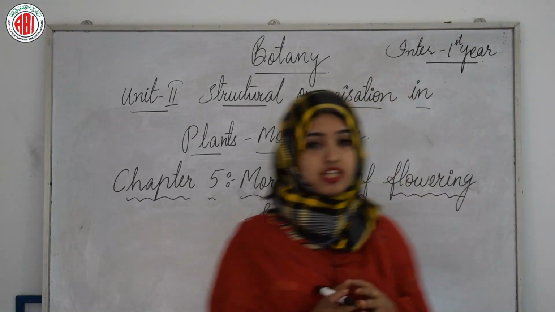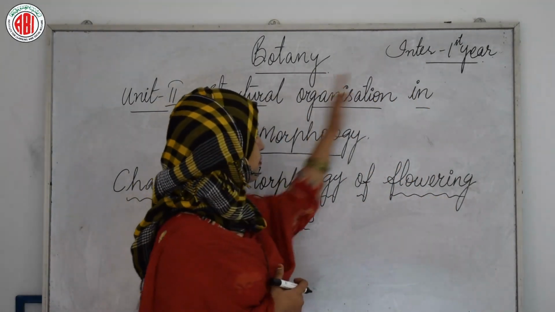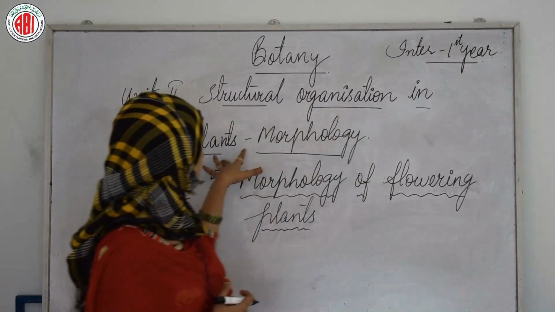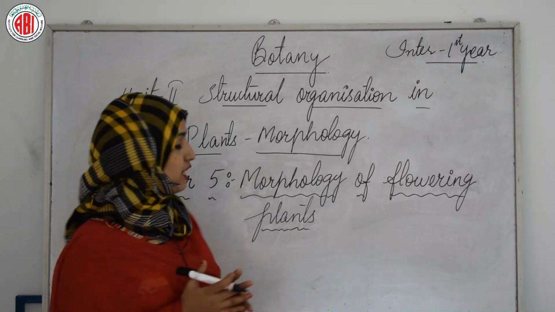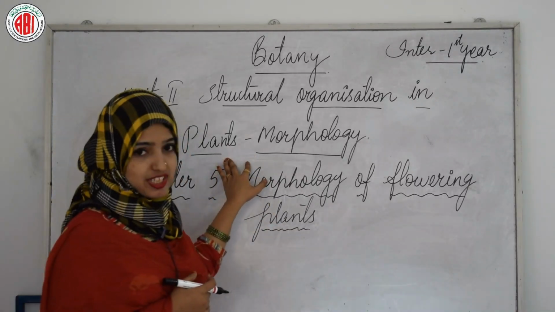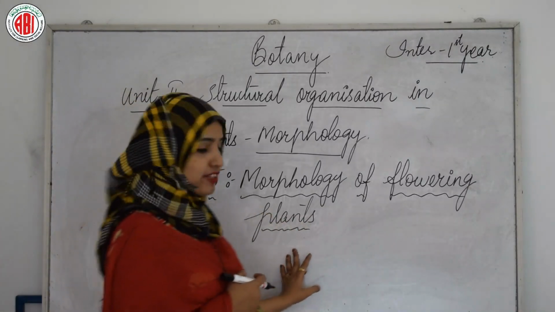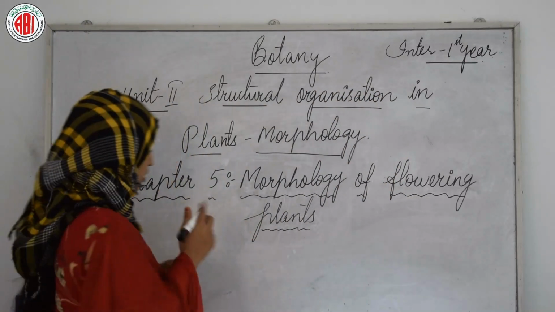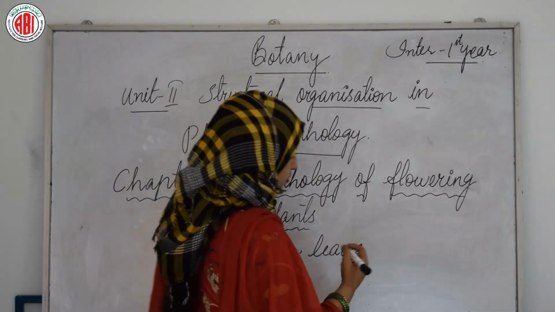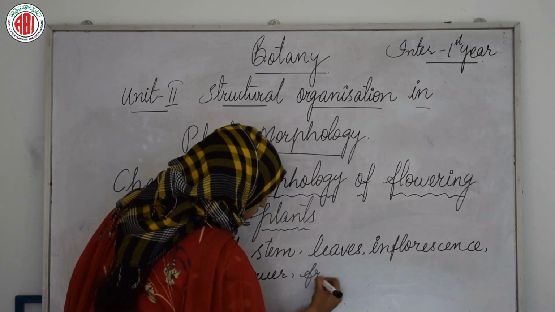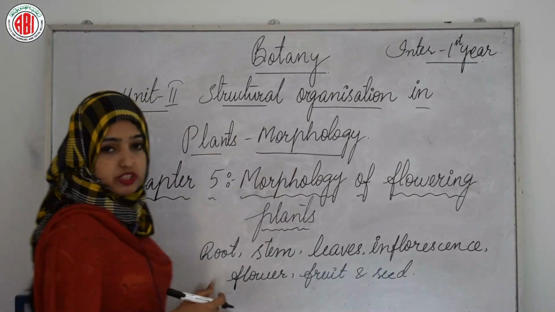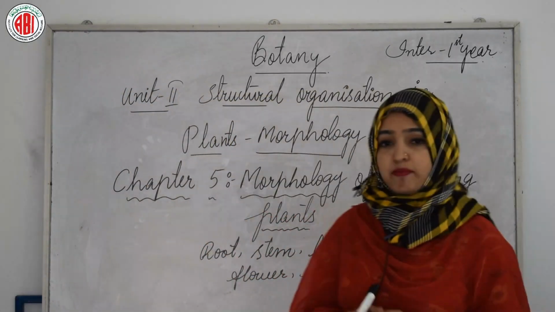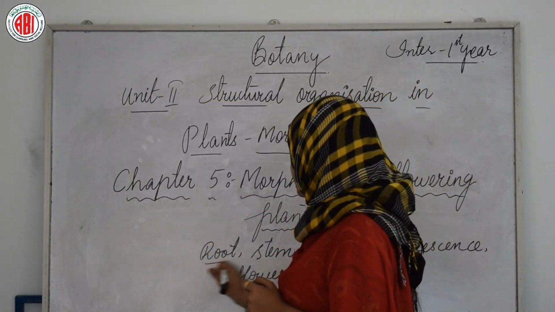Today we are going to start Unit 2 of our Botany from Inter first year, and the name of our unit is Structural Organization in Plants, that is called Morphology. From that we have only one chapter, and that is Morphology of Flowering Plants. In this we are going to learn various topics like root, stem, leaves, inflorescence, flower, fruit, and last is the seed. So these are the various topics that we are going to cover in this chapter. Now without wasting our time, let us move forward towards the first topic, that is root.